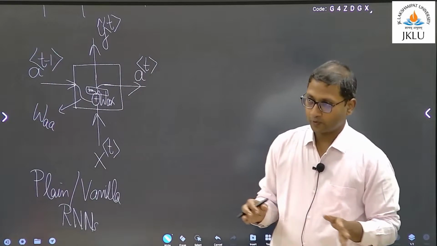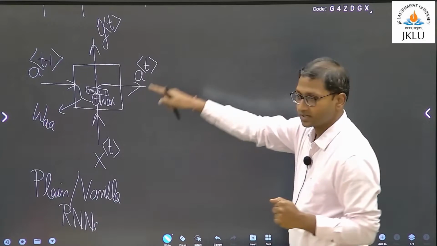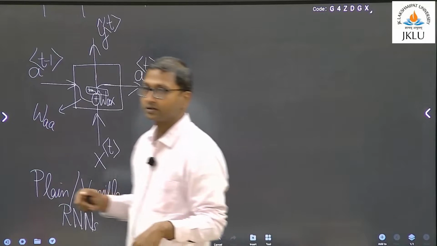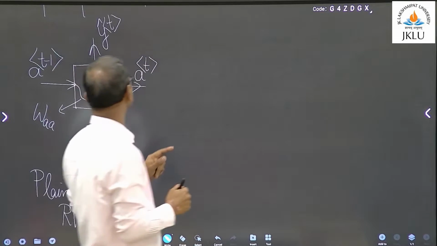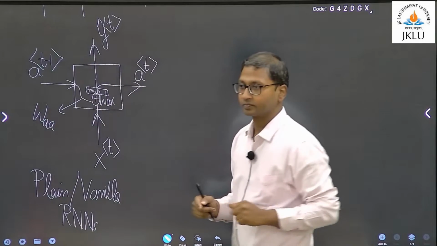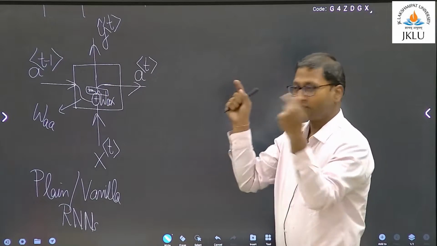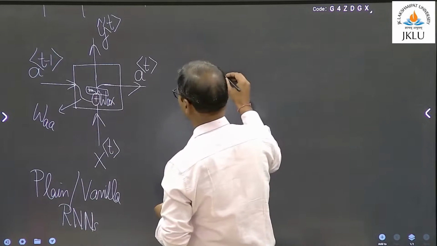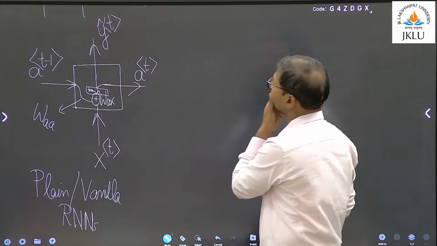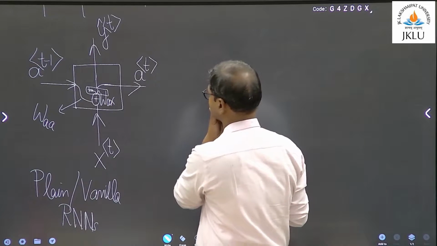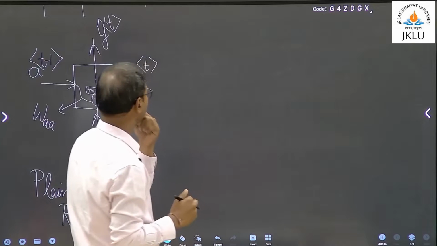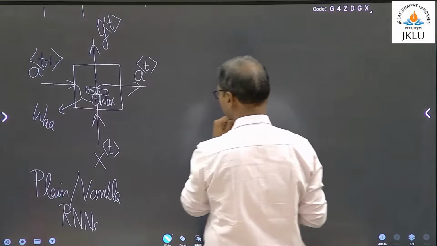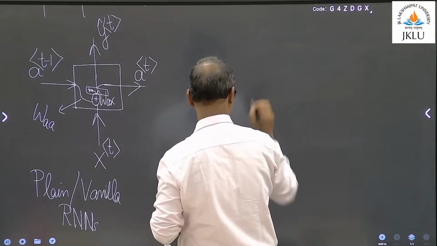We'll do LSTM today. This is plain vanilla RNN. LSTMs are also RNNs, right? But they don't suffer from the problem that this guy suffers from. What is that problem? We'll take up both these architectures later. So I want to draw LSTM now, and I want to keep comparing. So let me try.